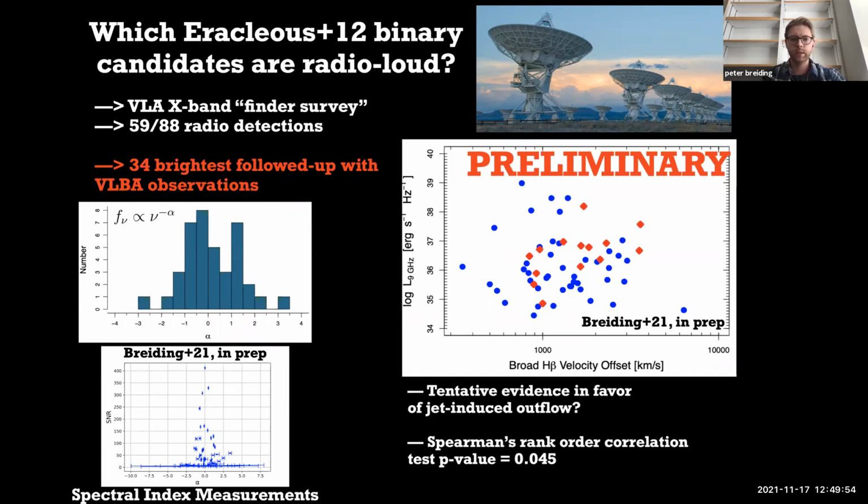Now, I discussed previously that you might expect to see a correlation, or maybe I didn't. You might expect to see a correlation between the brightness of the radio source as a function of the broadline velocity offset if we're dealing with a jet-induced outflow scenario.